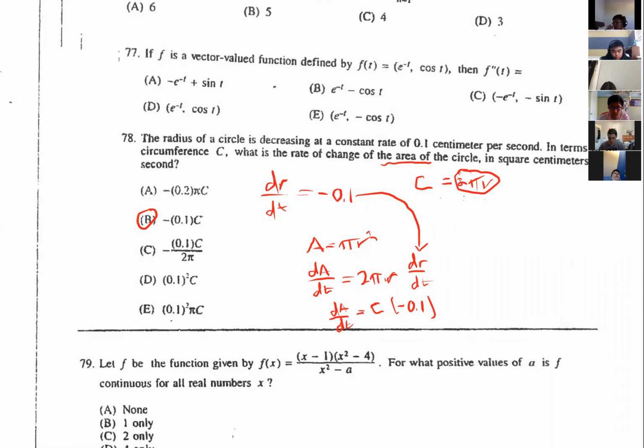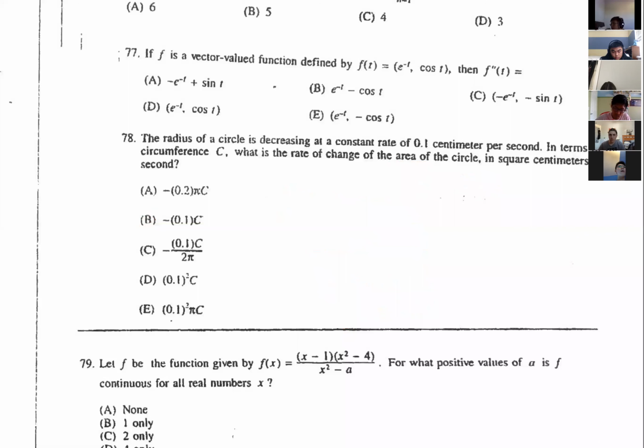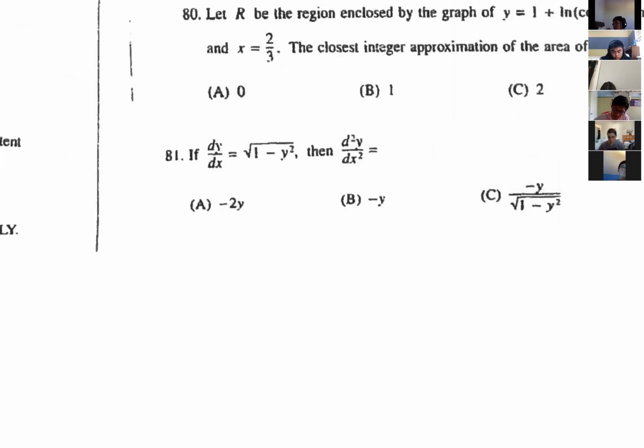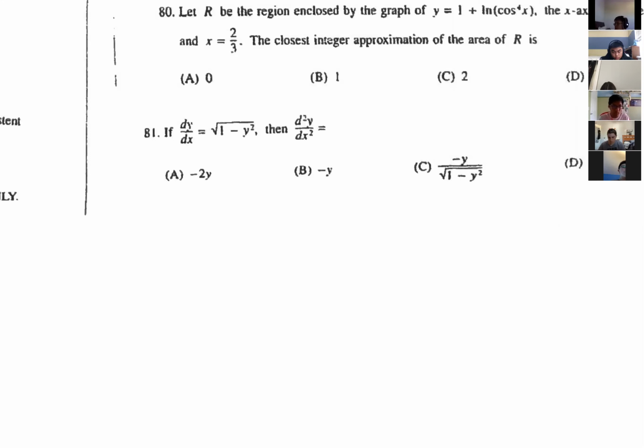81. Okay, so I'll probably do 81 and wrap it up with that one. Okay, so on 81, last problem of the day before we meet again on Friday. So I'm going to write dy over dx as (1 minus y squared) to the 1/2. Knowing the first derivative, we just have to take the derivative once to find the second derivative.